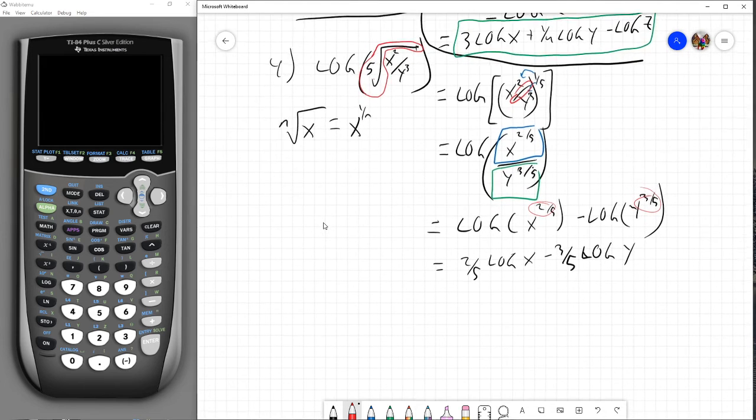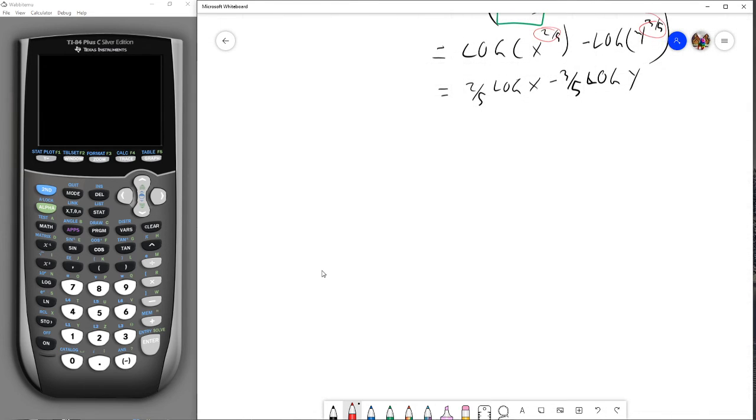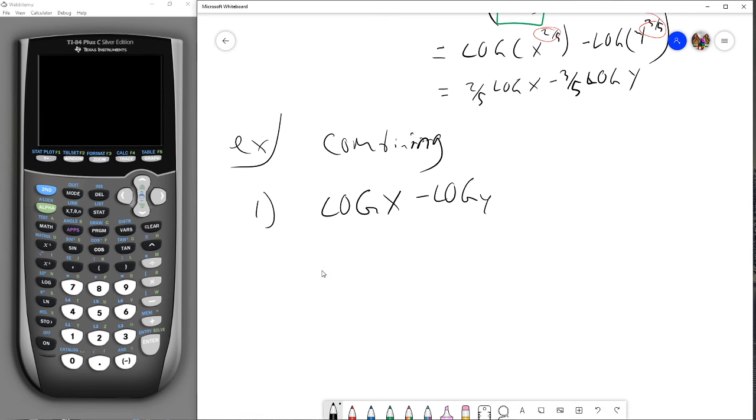Alright. Now, for these next set of examples, we want to think of combining. Okay. So our first example, let's say log of x minus log y minus 3 log z.